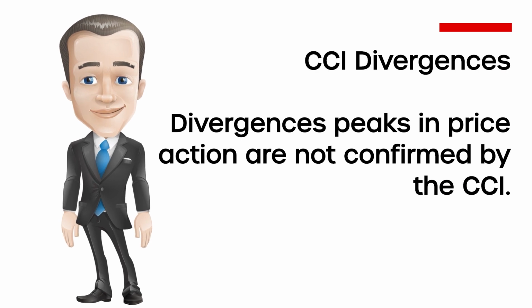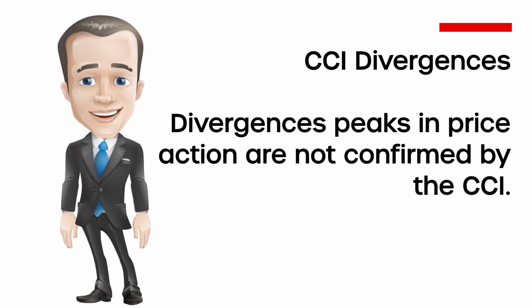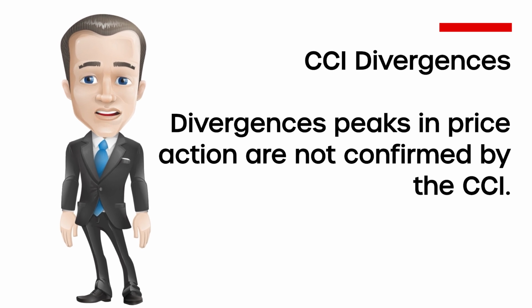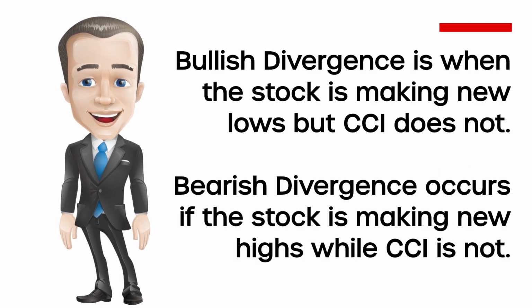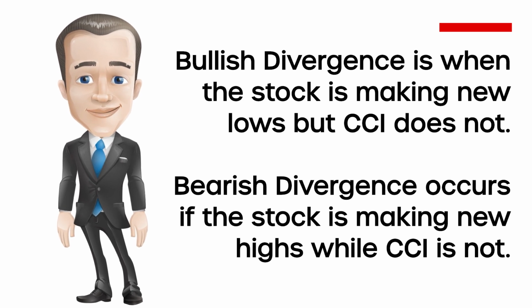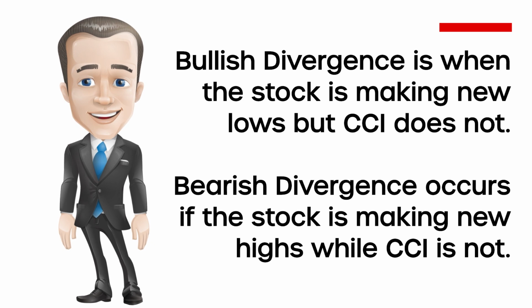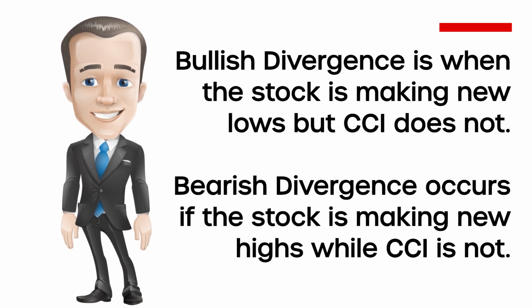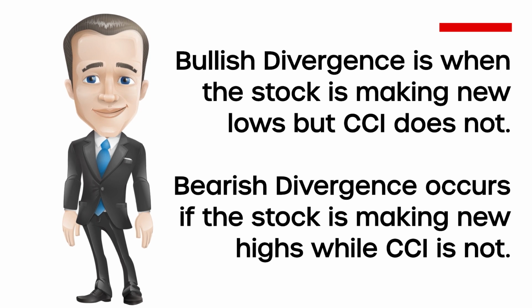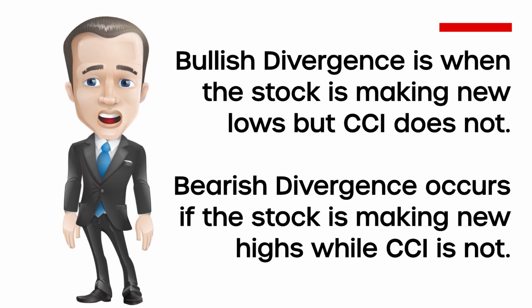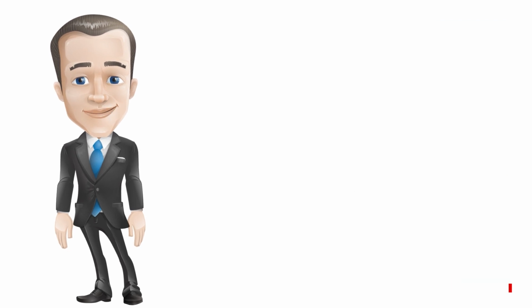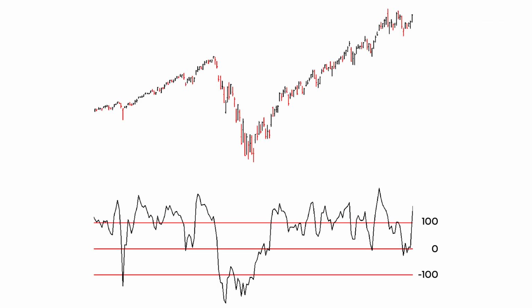CCI divergences. Divergence is when peaks in price action are not confirmed by the CCI. Bullish divergence is when the stock is making new lows, but the CCI does not. Bearish divergence occurs if the stock is making new highs while the CCI is not. Price is going one way, but the CCI is going another way. The theory in this case is that price ultimately resumes in the direction of the CCI.